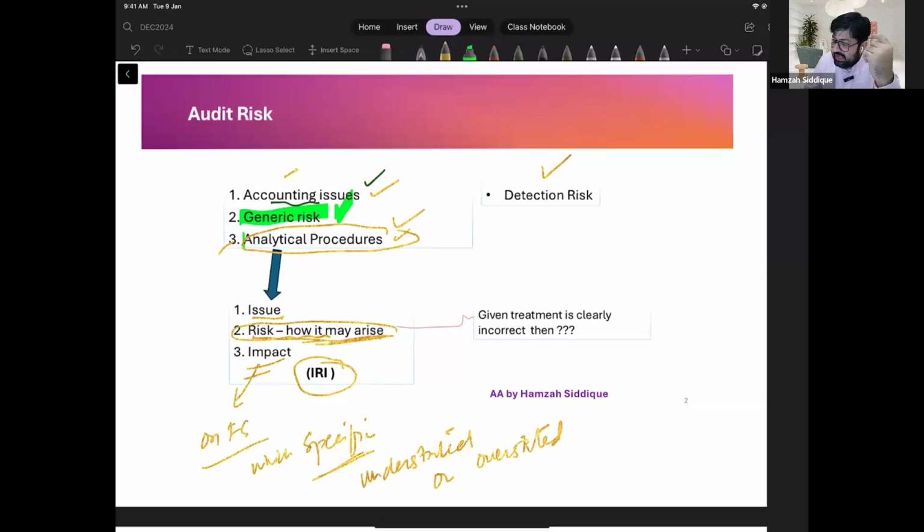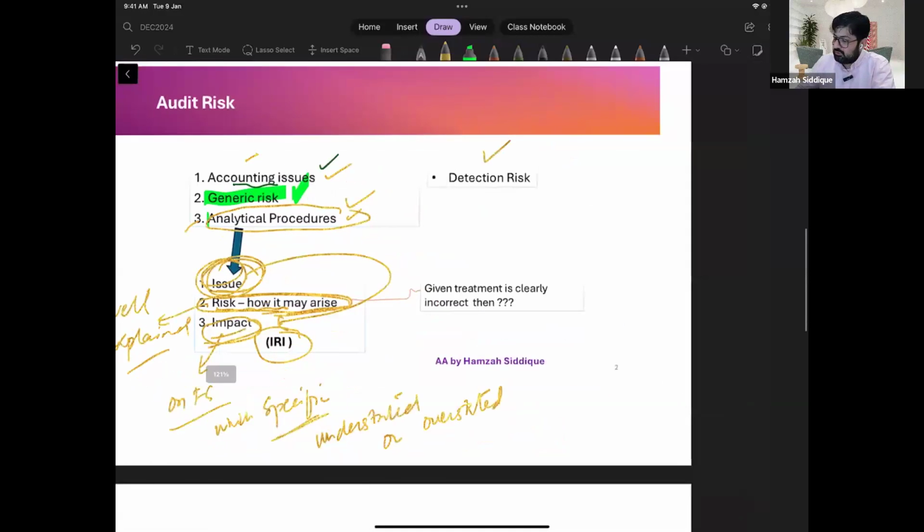Well explained risk is key. Well explained risk. And then you will tell the impact: that provision for doubtful debts may be understated and receivables may be overstated. So you cannot jump from the issue directly to the impact. You can't. You have to develop the point.